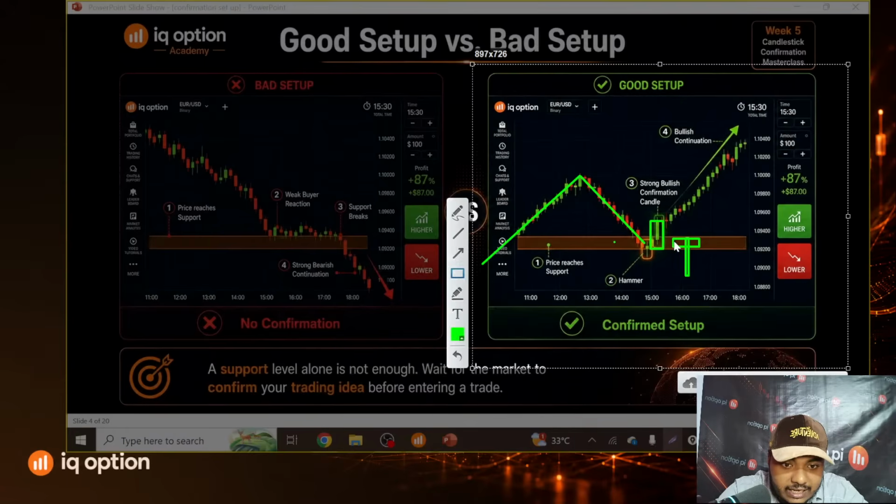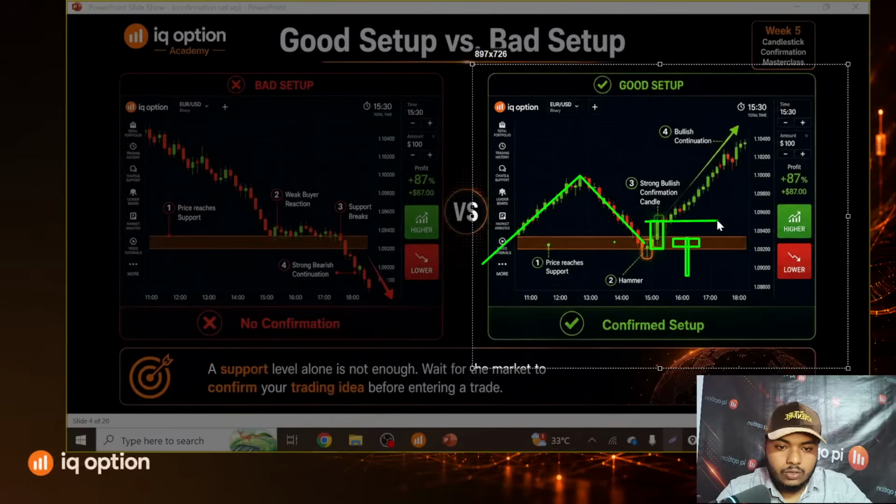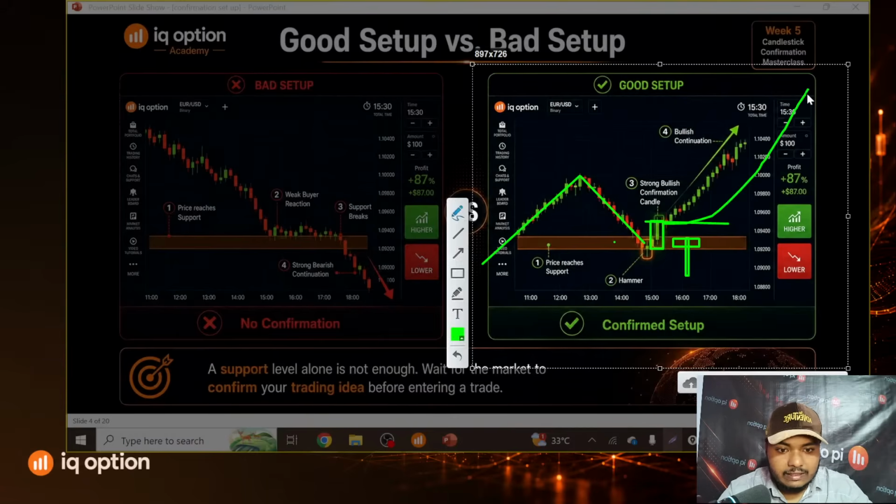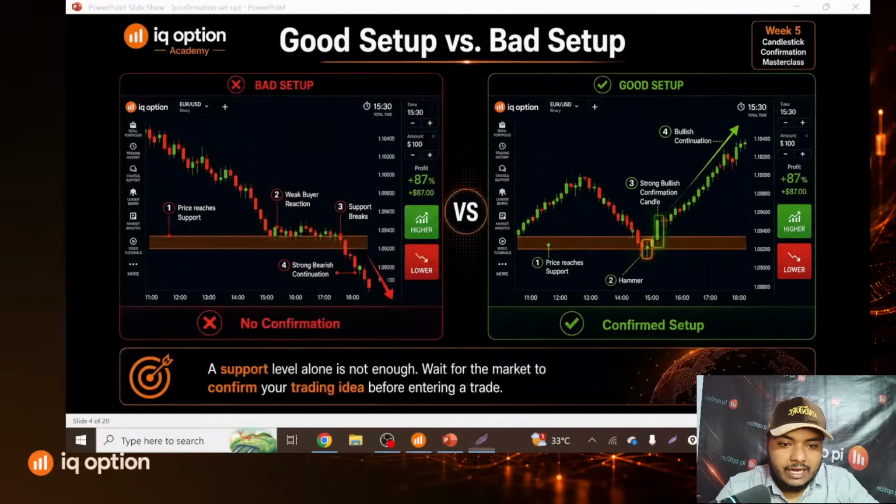This candle shows us that the buyers are now in the market and they are in control of this market for this specific period of time. That's why the price pushes in the upward direction like this. This is a good setup. That's how you identify a good setup, because all the things are matched with the trend. As I told you before, trend is your friend.